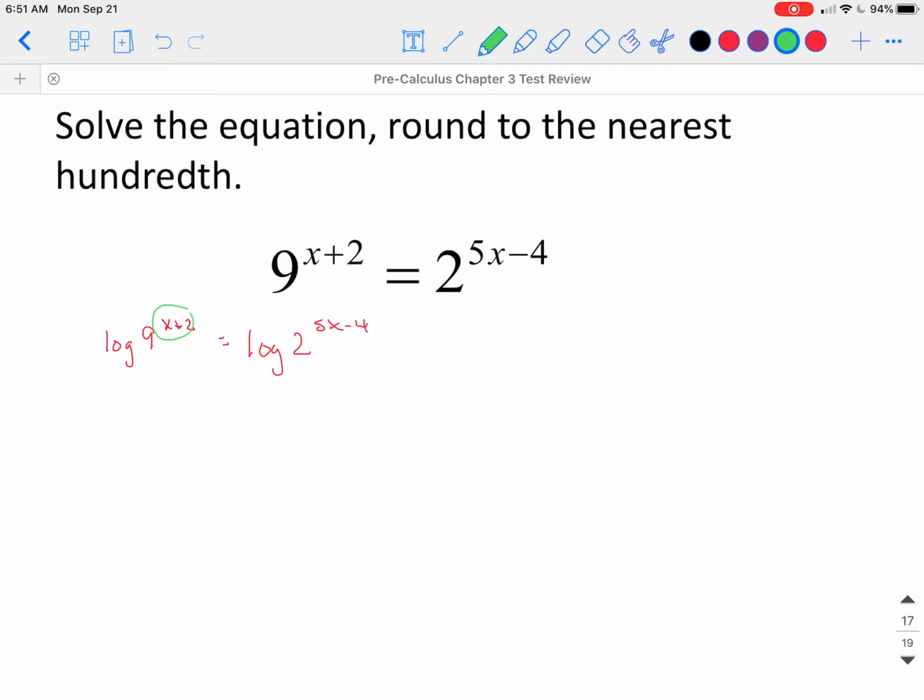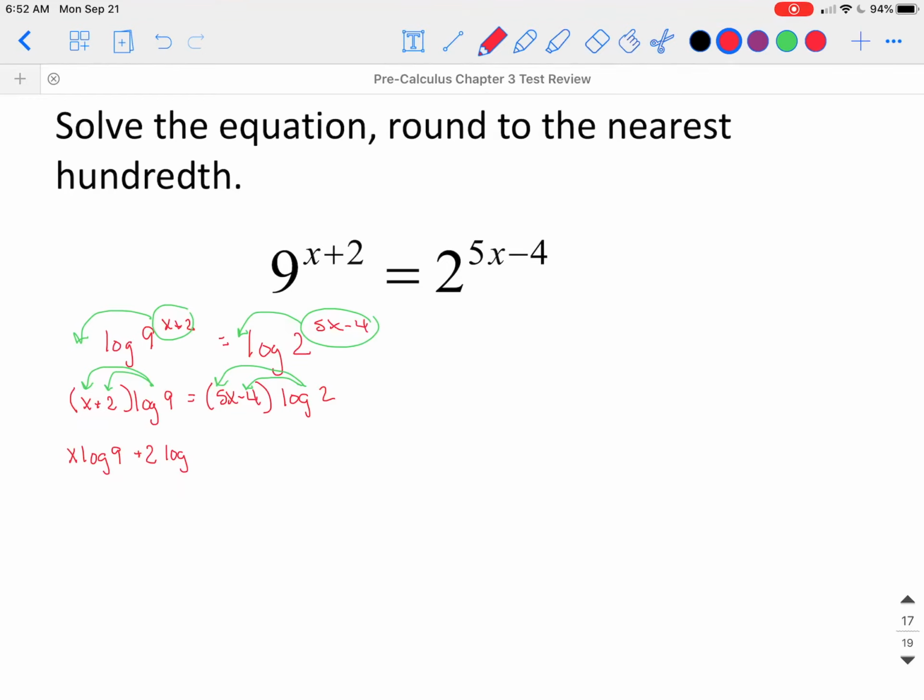Now we know when we have logs, anything that is in the exponent can be brought down front. So we can say x plus 2 times the log of 9 is equal to the 5x minus 4 times log of 2. Now we can take the log and distribute it to both pieces. So this is going to give me x log of 9 plus 2 log of 9 is equal to 5x log of 2 minus 4 log of 2.